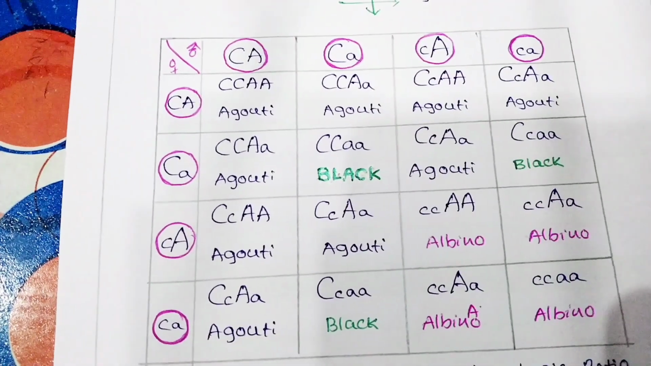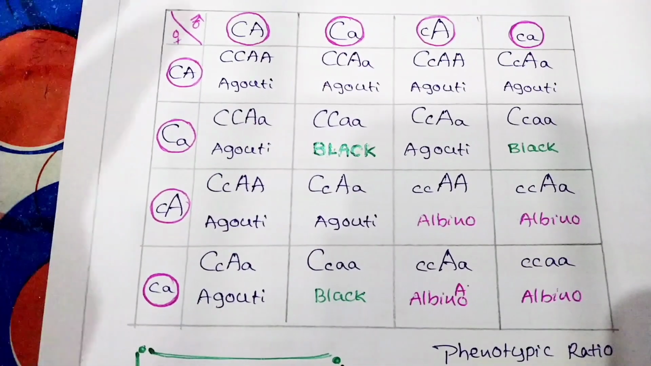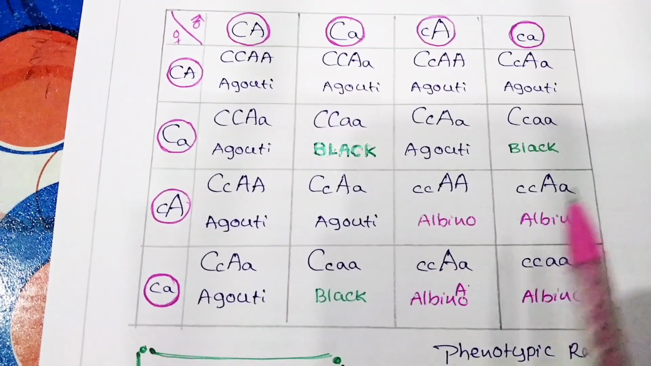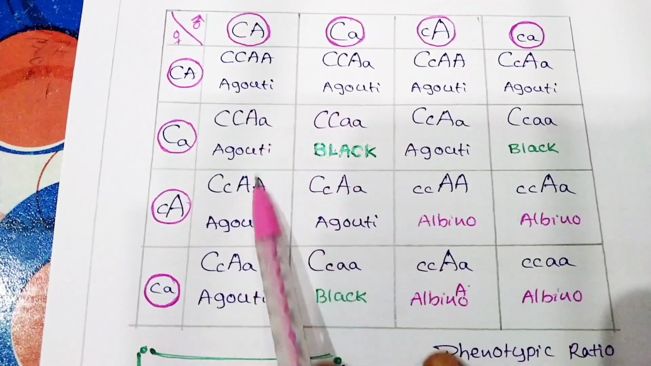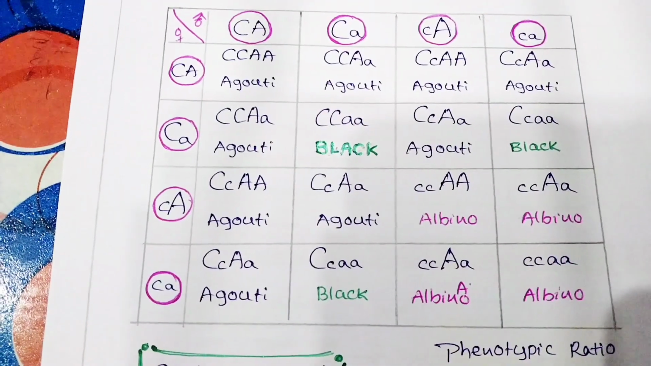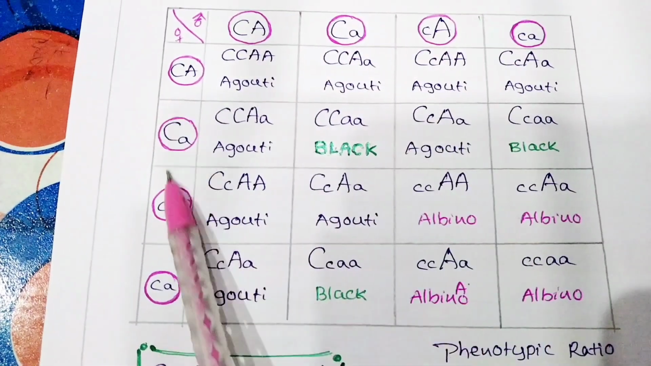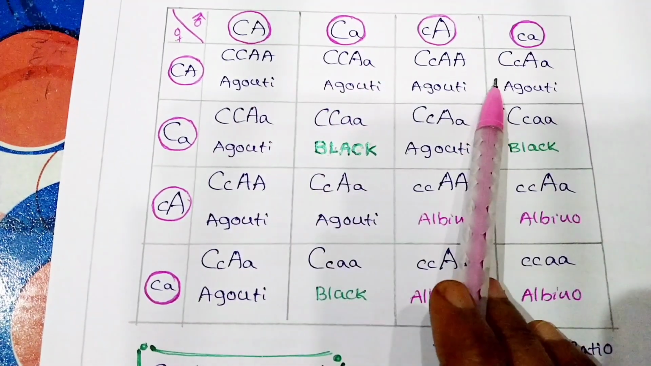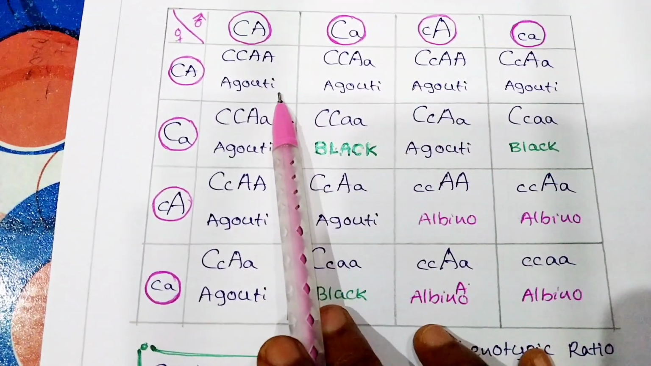Let's see what happens when the F1 individuals are allowed to inbreed, that means one F1 rat is crossed with another F1 rat, resulting in the formation of 16 kinds of progeny. Look at the Punnett board. These are the male gametes, these are the female gametes. They will fuse as shown in the figure. If capital C and capital A are present, they will always produce agouti color.